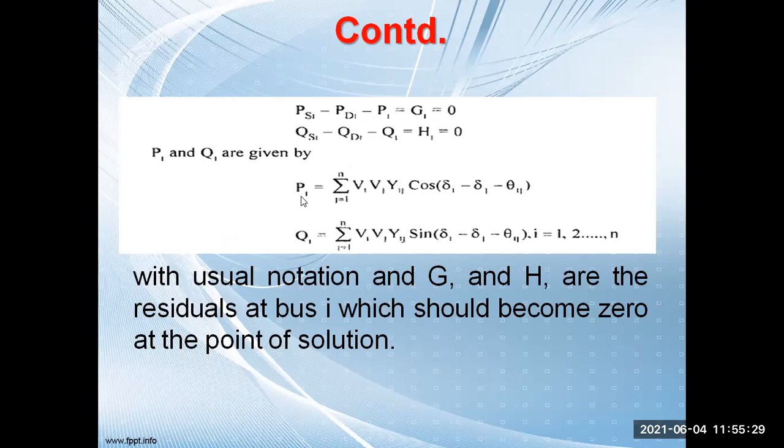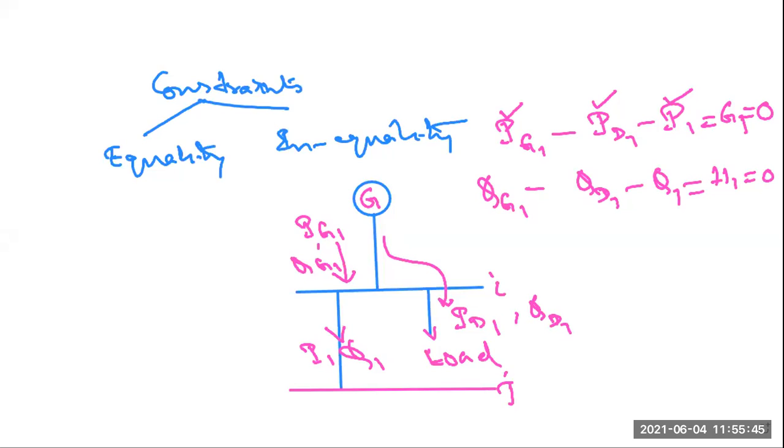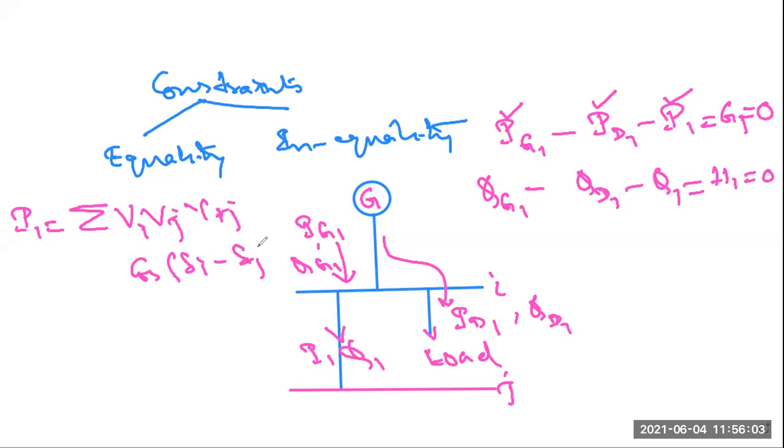Basically, what is this P1? I will not derive it, but I will show you what this is. So P1 equal to summation of Vi Vj Yij cos of delta i minus delta j minus theta ij.